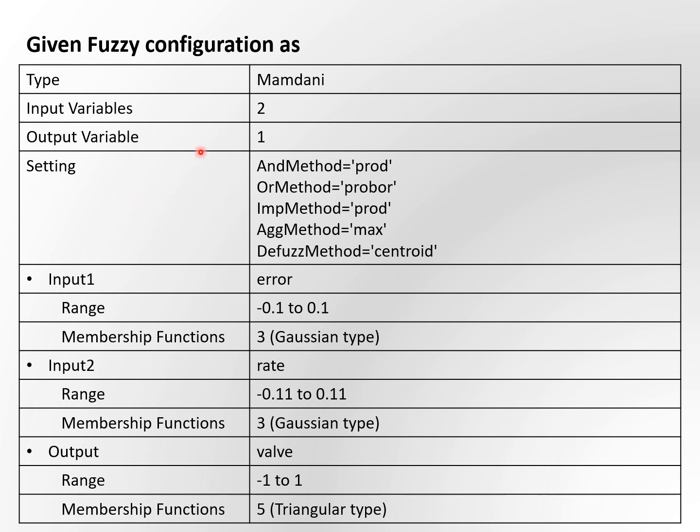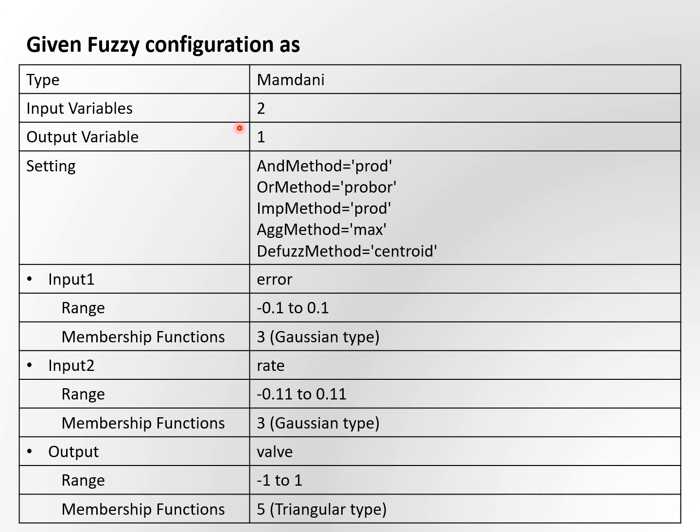And so we decide the method, what sort of method we use, the AND method, the OR method, and so on, what are the inputs, what is the range of the inputs, what is the membership function, input 2, what is the range, what is the membership function, the output, its range, membership function, and name. So we define this specification in the MATLAB toolbox for fuzzy logic, and then we can easily design any controller, any system we want.